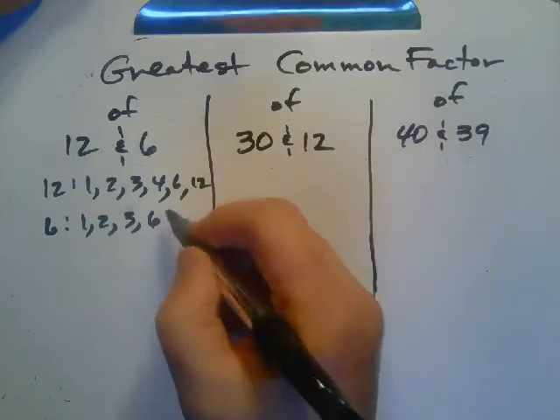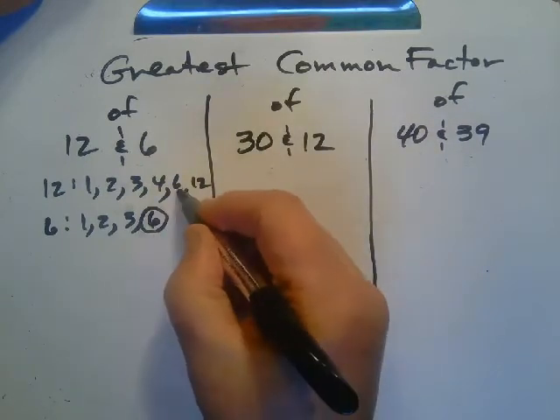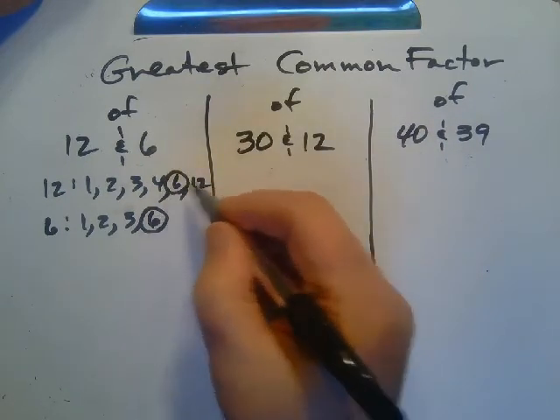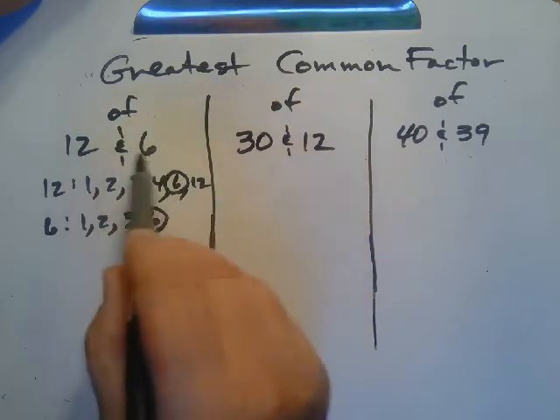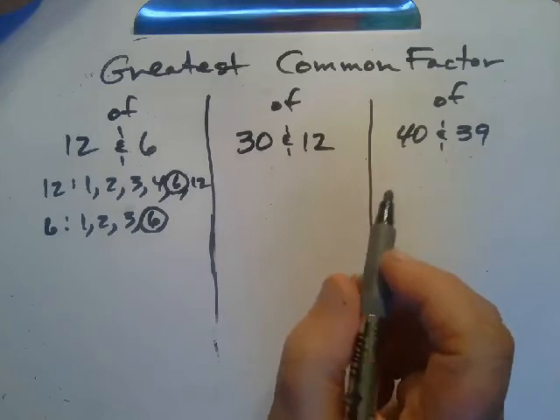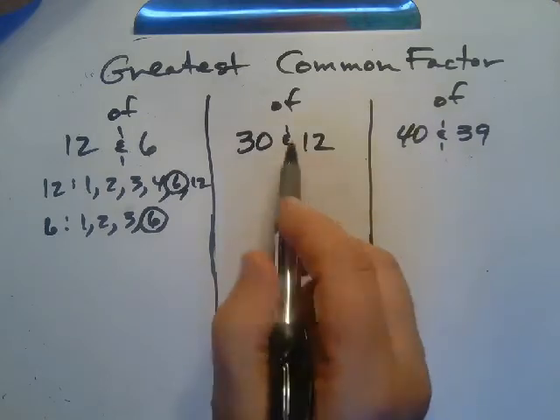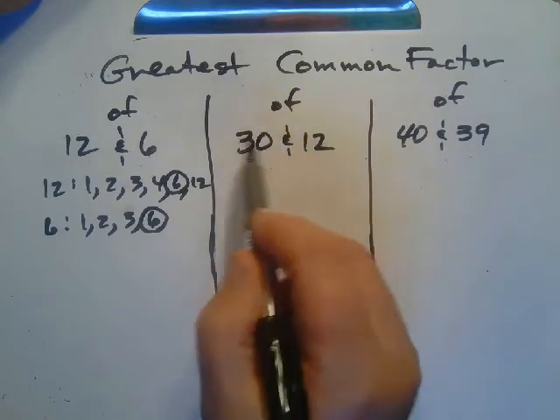And the greatest one is the one that's in common to both. That's the biggest one possible. There are several others here, but the largest one is 6. So sometimes the greatest common factor is one of the numbers. Now sometimes the greatest common factor is not one of the numbers.